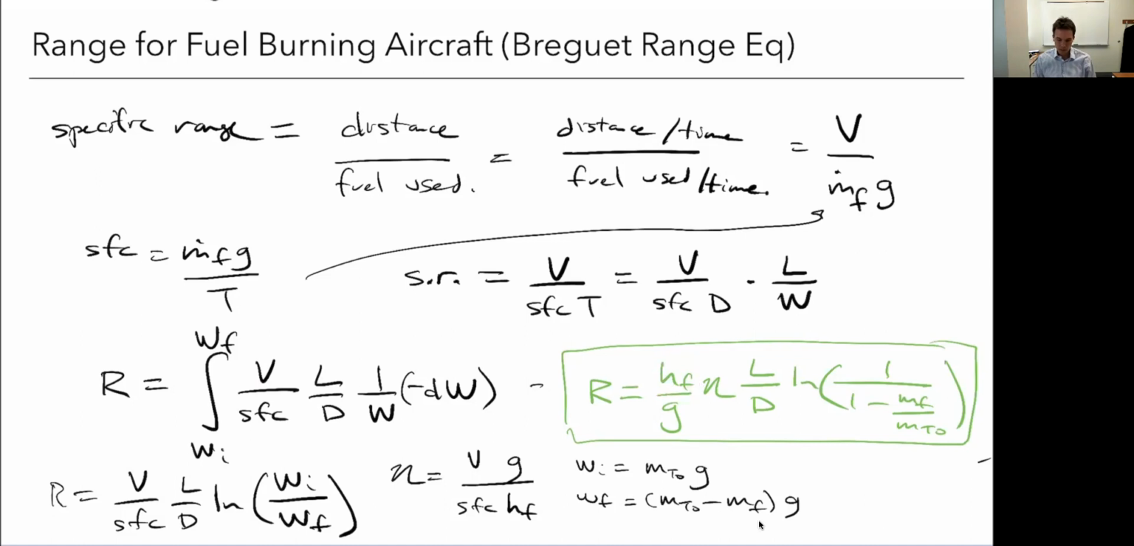So this is a constant parameter, whereas SFC actually does vary, sometimes appreciably, during the flight. I think efficiency here is a more fundamental parameter, so I like it written this way. And also here, I like this ratio instead of just thinking about initial to final, because this is a ratio of how much of my airplane is fuel.